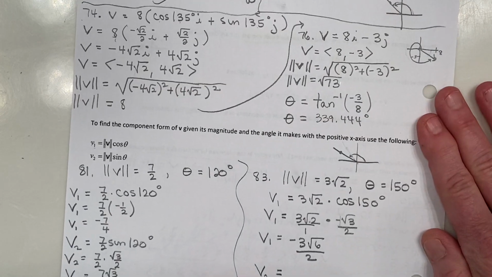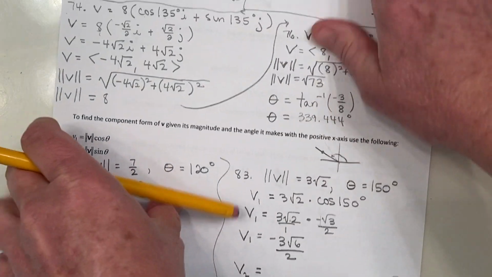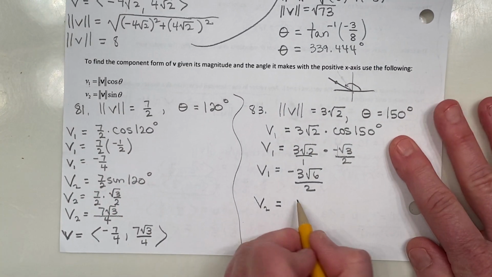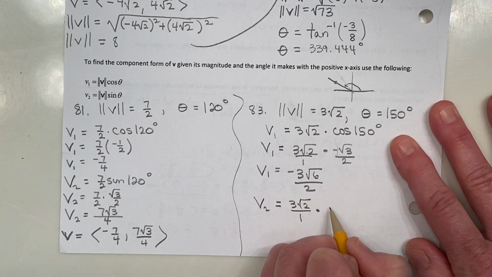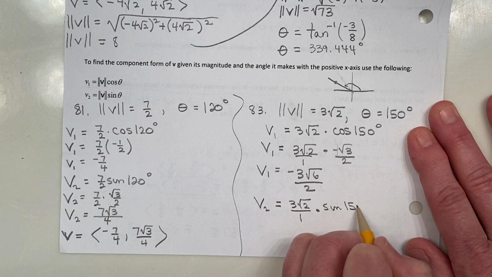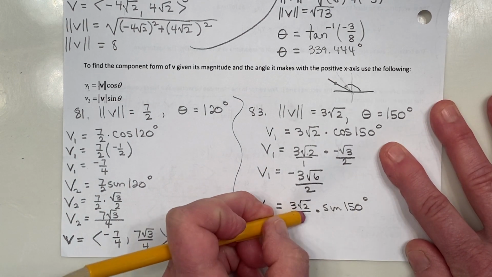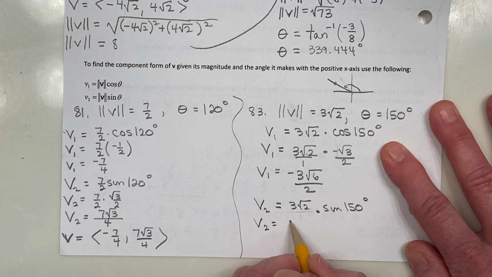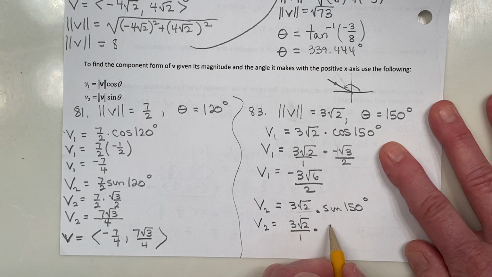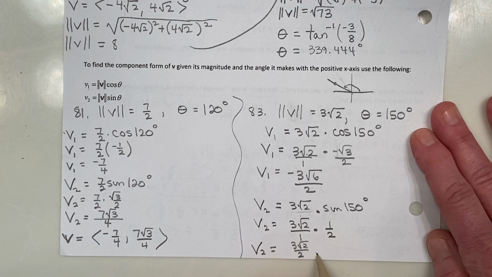Okay, to get the other component of vector v, we're going to take the magnitude and multiply by the sine of 150. Might as well put that over 1. Sine of 150 degrees. Well, maybe that was too soon. I will in the next line. So 3 square root of 2 over 1 times sine of 150, which is 1/2. So the second component, I can't divide anything out, so I'm going to have 3 square root of 2 over 2.